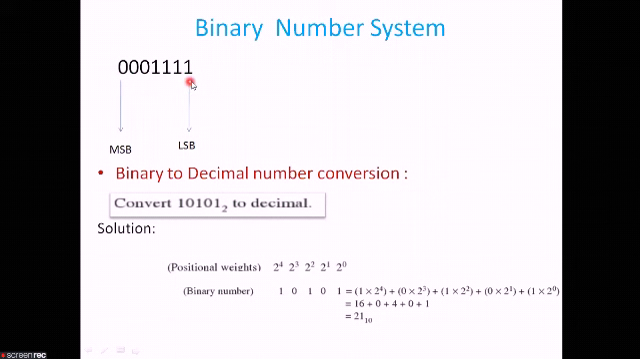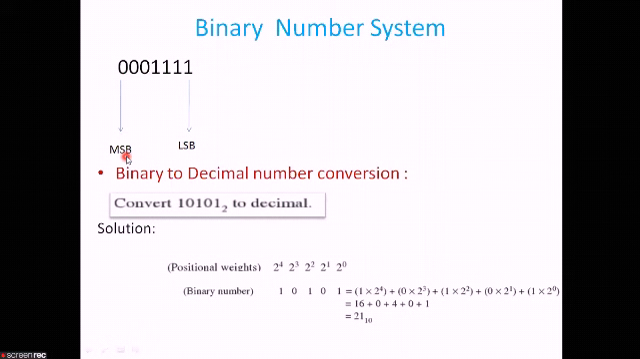Each of these has some unique weight according to its position. As this one is the MSB, this bit has the highest weight, that is 2 to the power of 6, and this one has the least weight, that is 2 to the power of 0. That's why it is the LSB, the least significant bit, and this one is the MSB, the most significant bit.